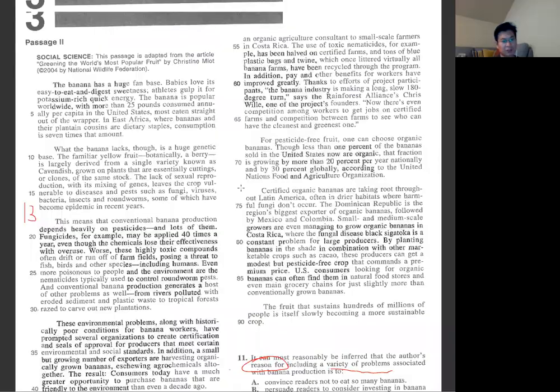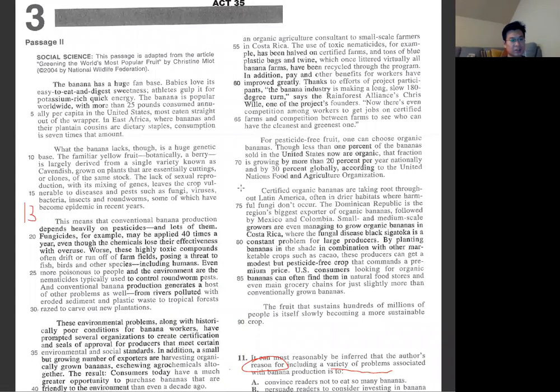And then now, going to the passage, you have to understand the title first. It says passage adapted from the article, Greening the World's Most Popular Fruit. So since we read through the passage, the most popular fruit is banana probably, okay? And then the first paragraph, the banana has a huge fan base and babies love it, easy to eat and digest, sweetness and blah, blah, blah. And then basically it's how popular it is. So the banana is popular worldwide.